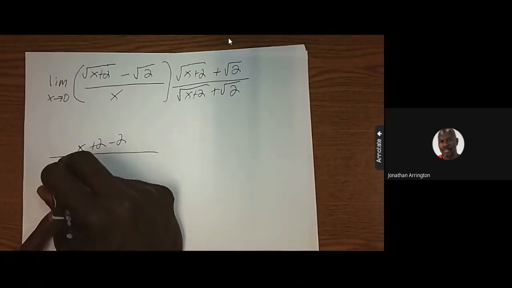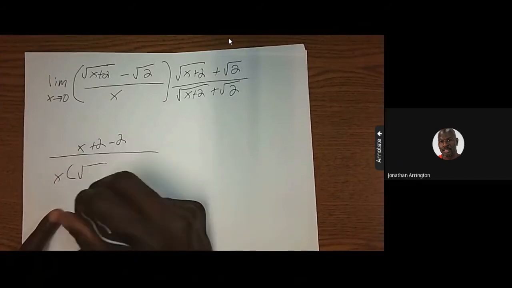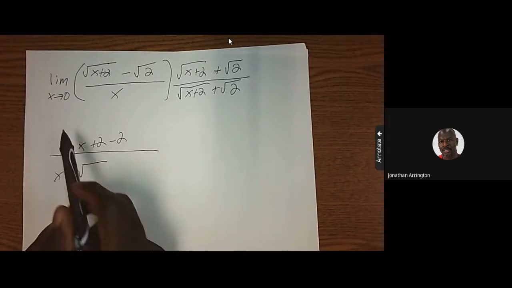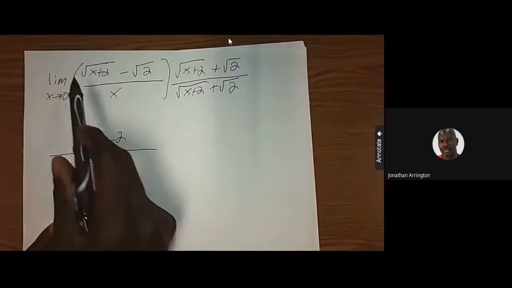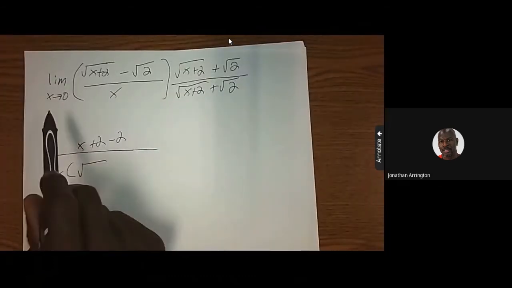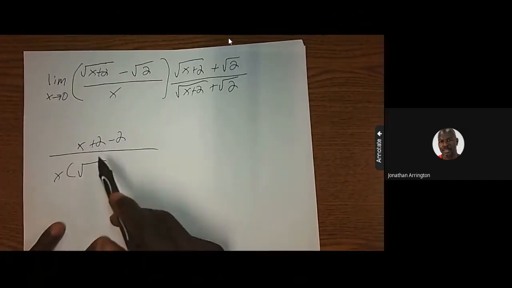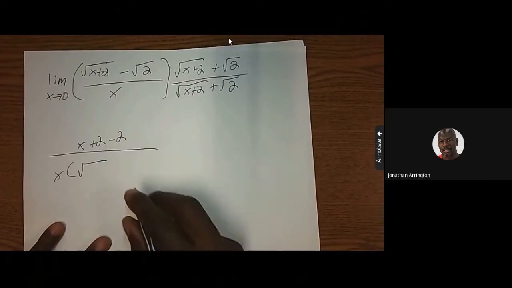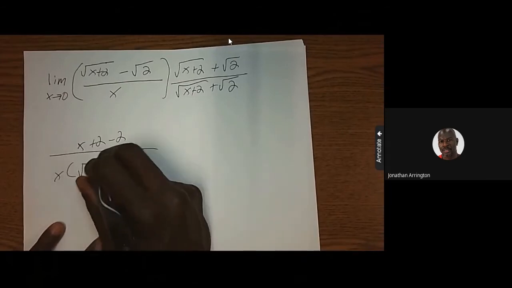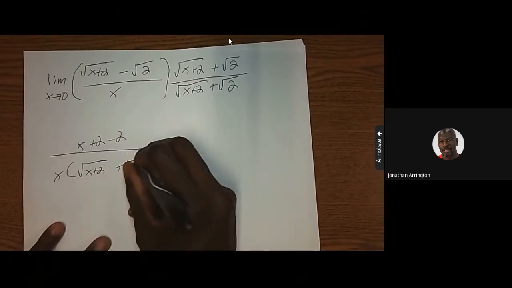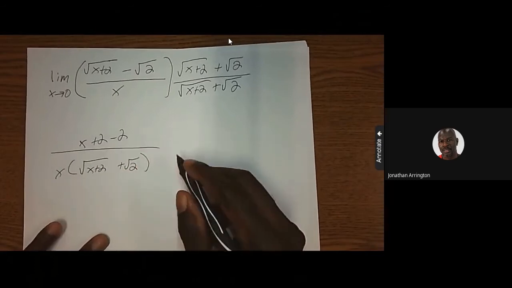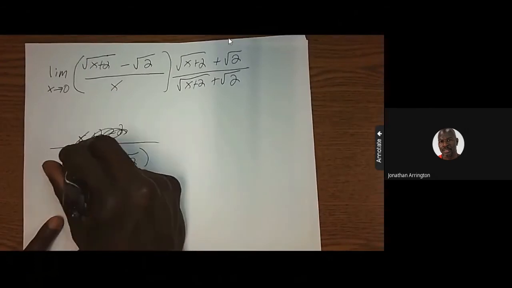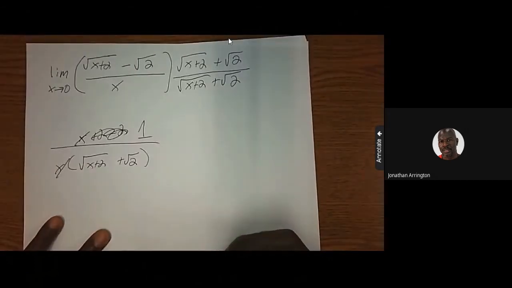The bottom, there's no need to distribute, of course, because again, our main objective here is to cancel out this x because this x is what's causing the problems. Again, the 0 in the denominator is the issue. So I really want to get rid of this x. So why would I want to distribute it if I'm trying to get rid of it? So x times the square root of x plus 2 plus the square root of 2. Okay, so 2 and 2 are going to cancel. X and x are going to cancel. There's going to be a 1 up there.